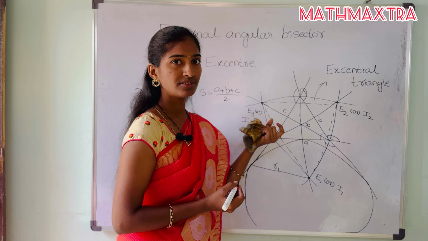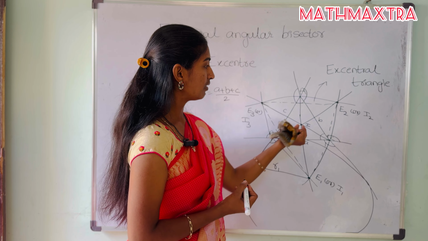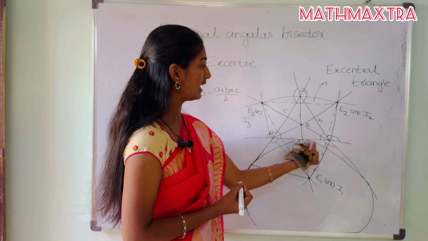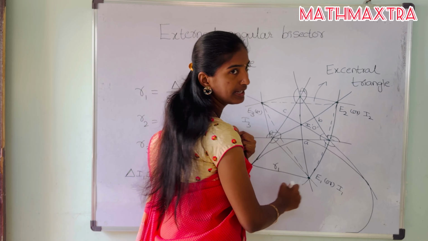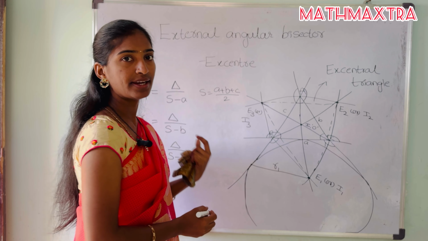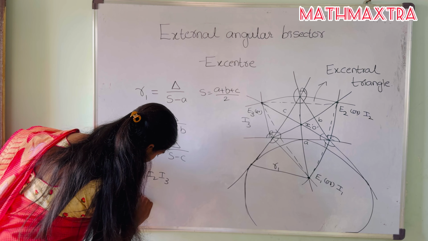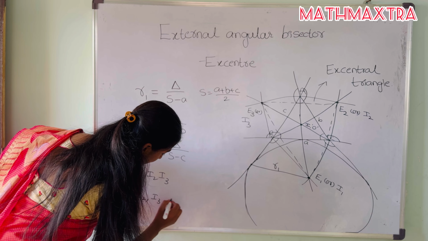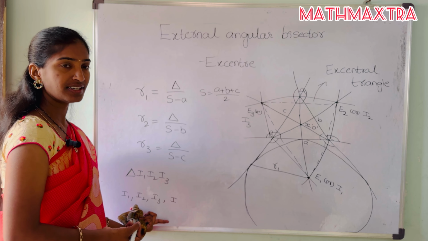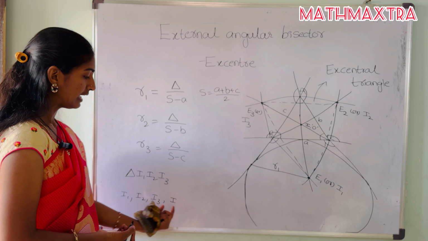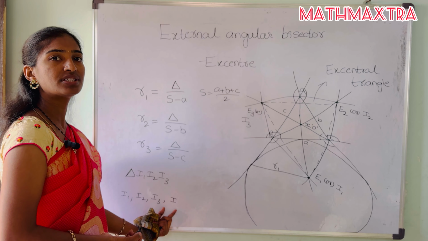So, did you observe the difference? This is the incenter for triangle ABC, and this is also called the orthocenter for the excentral triangle I1, I2, I3. By this, what can we say? These points I1, I2, I3 and the incenter I, these 4 points are orthocentric points, isn't it? For this triangle, I is the orthocenter. That is why these 4 points are called orthocentric points.